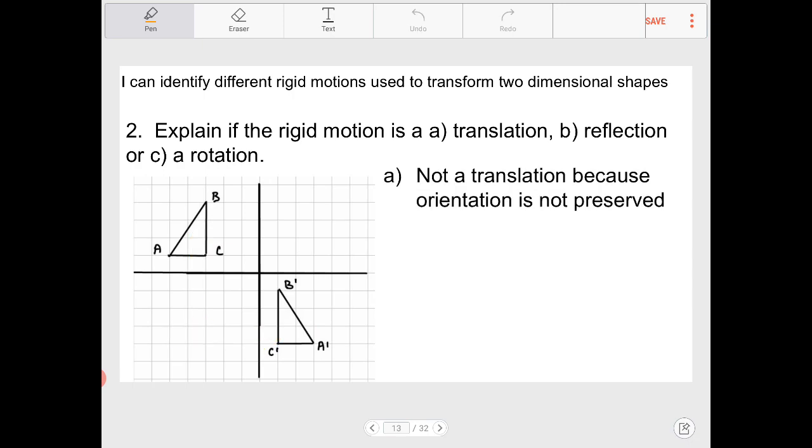Of course not. It's not a translation because the orientation of triangle ABC is not the same. The orientation is not preserved. Well, is it a reflection then? In order for it to be a reflection, we're reflecting it over, let's say, this axis here. We should be able to land right here then. However, that's not where A prime, B prime, C prime is.